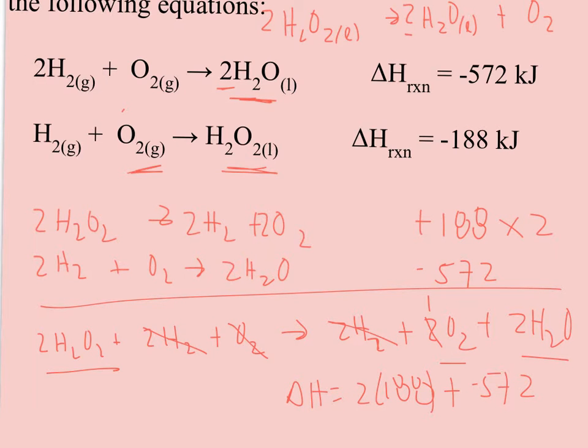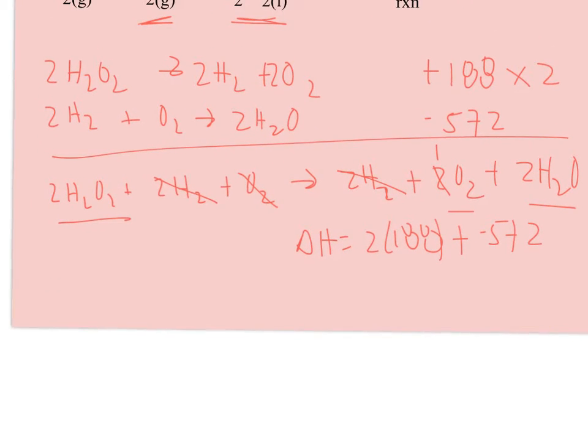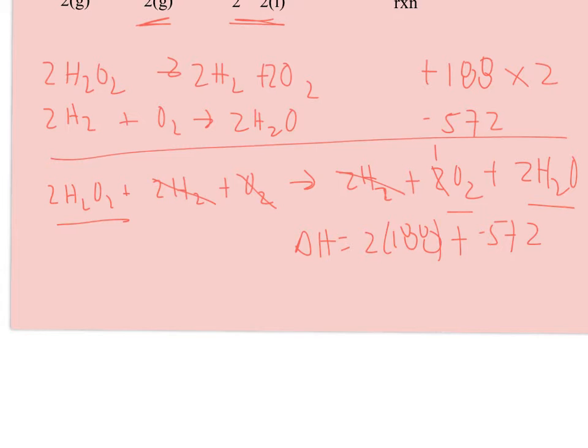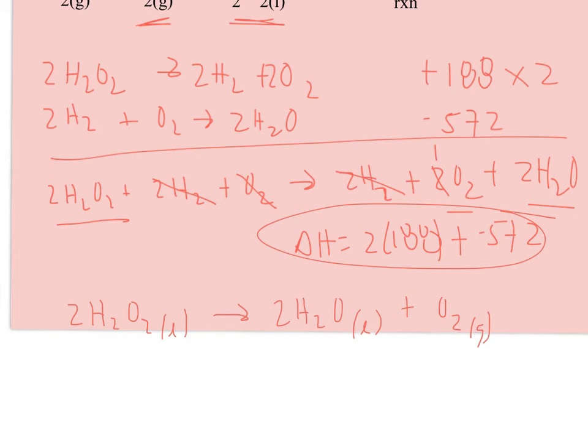So I'm going to scroll this up one more time and write my final equation. 2H2O2 liquid decomposes into 2H2O liquid and O2 gas. And when I go ahead and calculate the delta H, I find a delta H equal to negative 196 kilojoules.